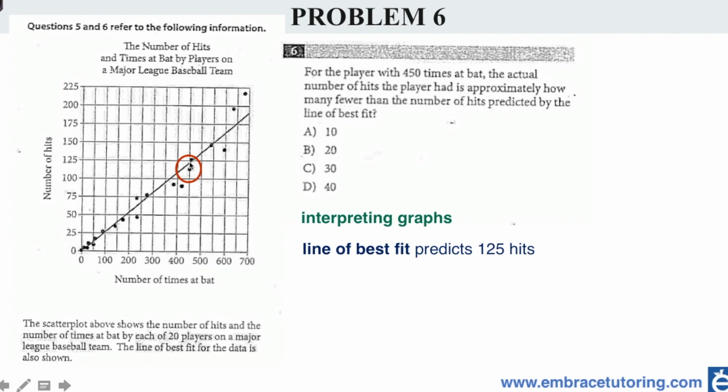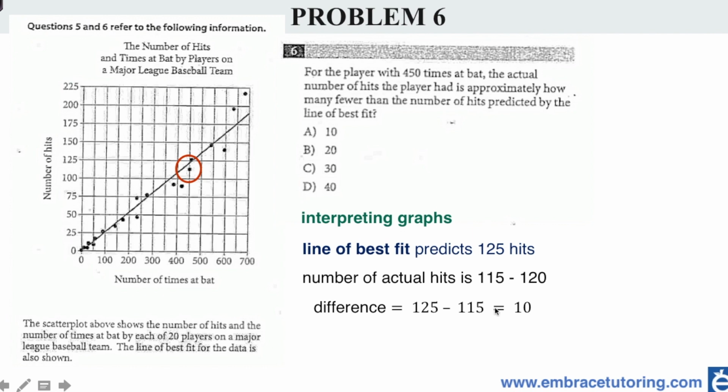That's what would generally fall on the line, somewhere around 125 or 126. But they're referring to this dot here because he hit fewer than what was expected. And this dot is going to fall somewhere between 115 and 120, making the difference approximately somewhere between, I would say, 7 to 10, and making A going to be their best answer for problem number 6.